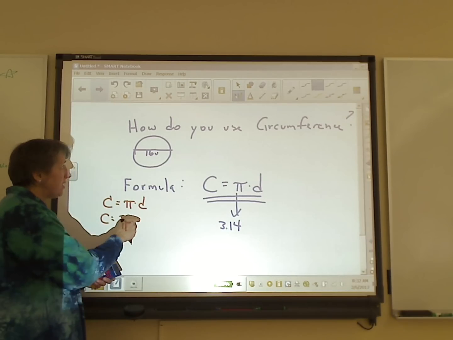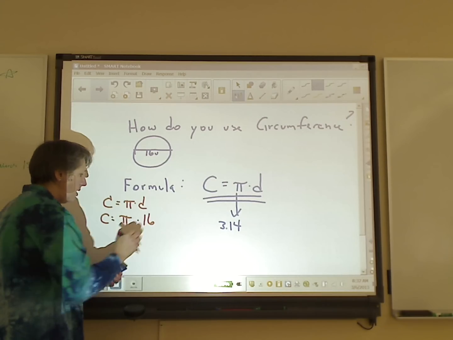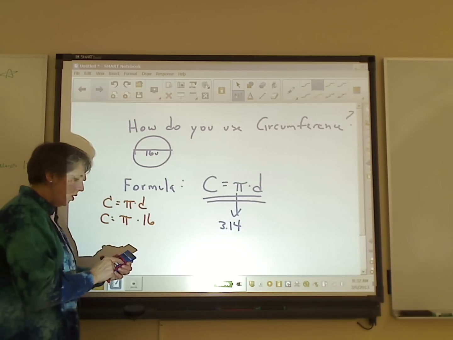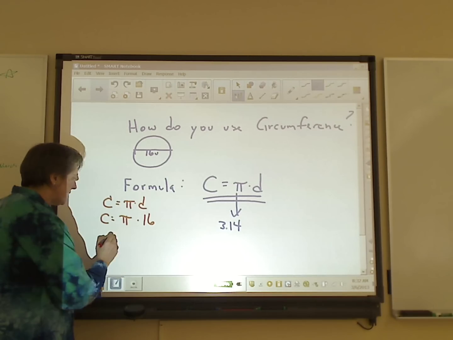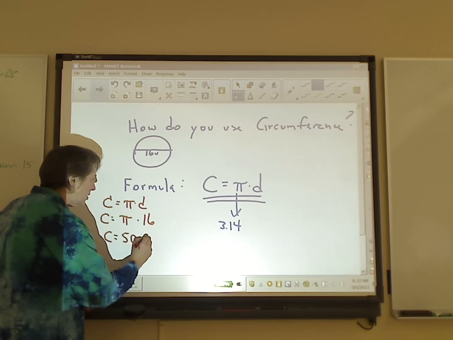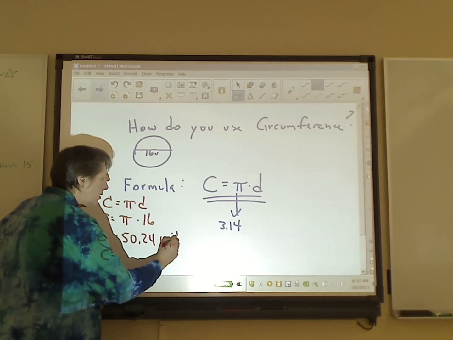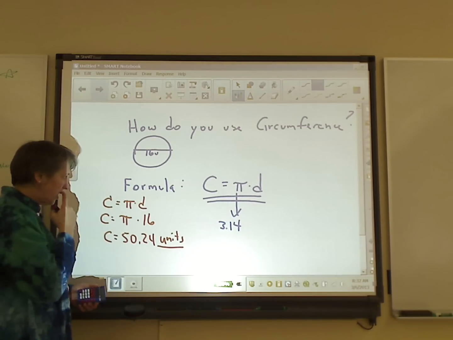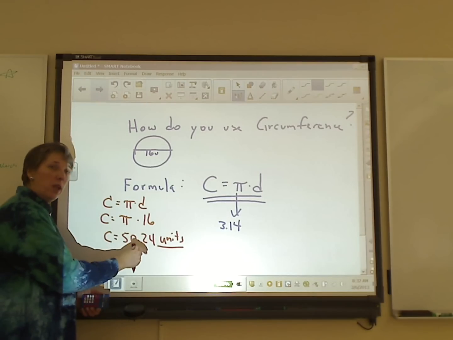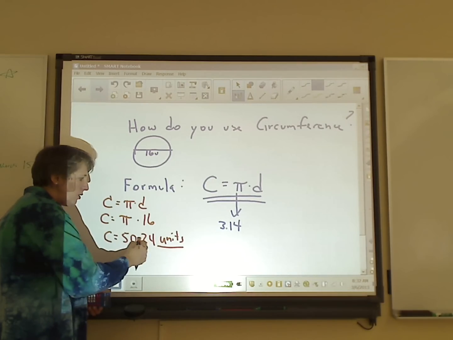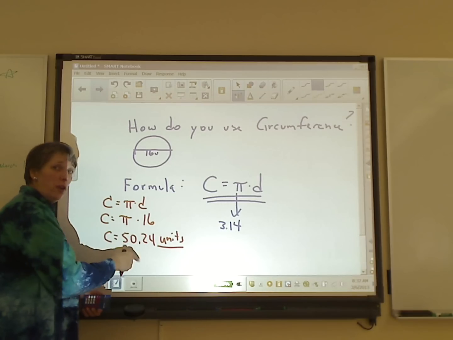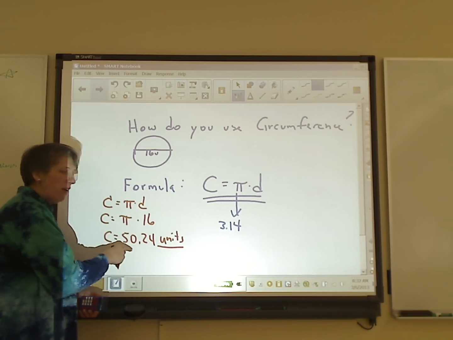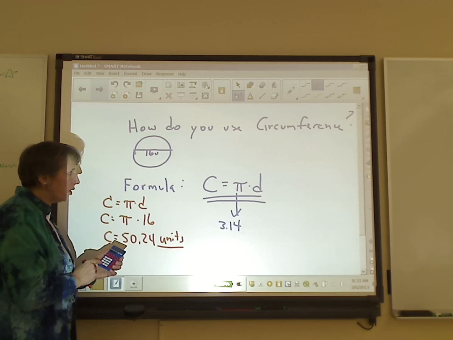Okay, you don't have to write it. The diameter is 16. So I go 3.14 times 16, and C is 50.24 units. You have to put units because it's a distance. We don't round this. If it comes out longer than 0.24, then you would round to hundredths. But if it comes out even, you just put down 0.24.